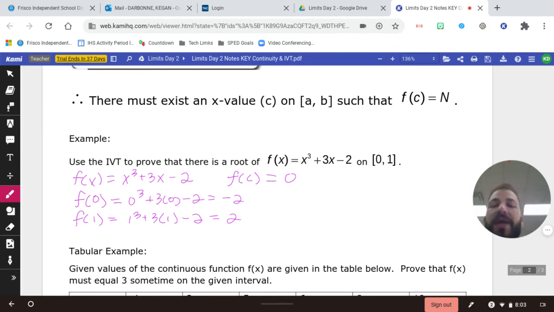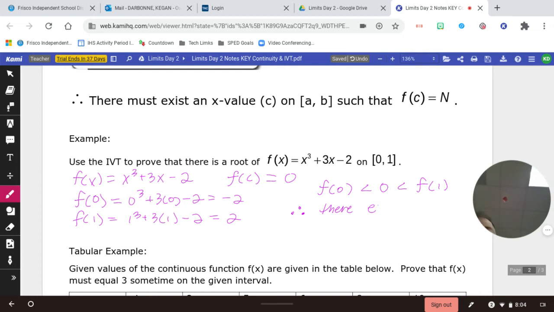So let's put it into an answer. So f of 0 is less than 0, which is less than f of 1. So what I'm showing is that 0 is in between those two. Therefore, there exists an f of c equal to 0 on 0 to 1.